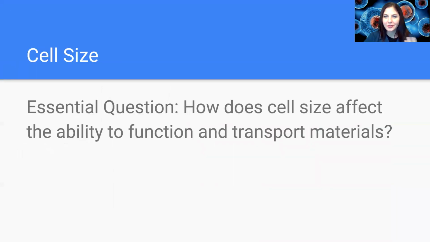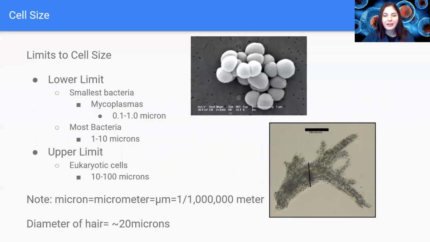So the next question that we have is, how does cell size affect the ability to function and transport materials? Now, cells have both an upper and a lower limit. Lower limit meaning having enough to actually create a single-celled organism or life. So we can't go too small, or we can't actually put all of those components together to form a fully functional cell. So we have very teeny tiny bacteria and the smallest mycoplasmas, which are about 1/10 of a micron to 1 micron in diameter.